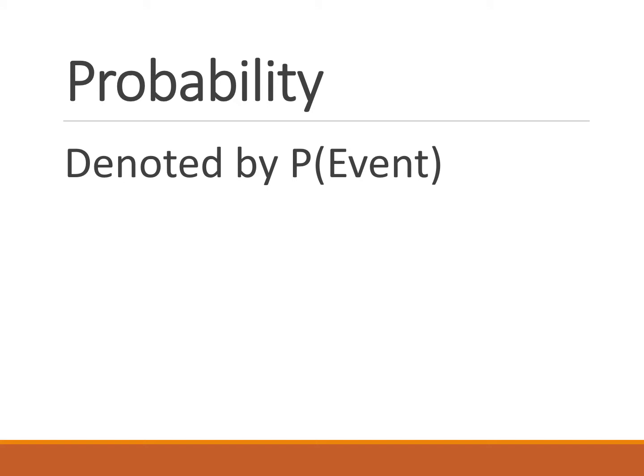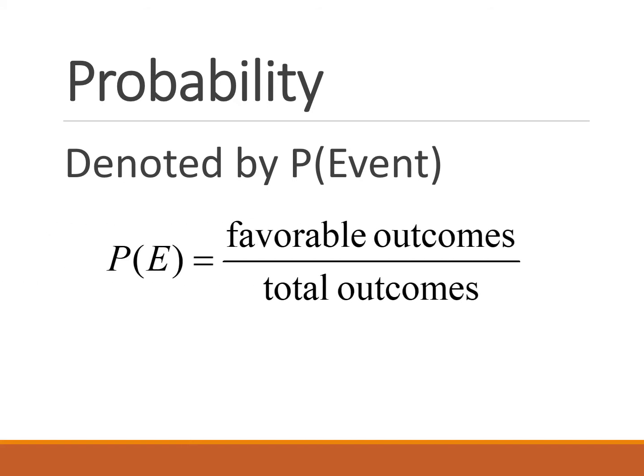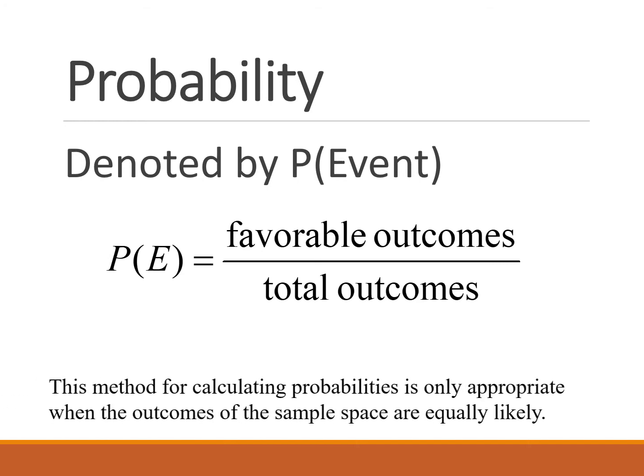All right, so probability in general is denoted by P of an event. So we know when we're looking for the probability, what we want is our favorable outcomes over our total. So I always say it's the choices that you have of what you want over all your choices, your total.